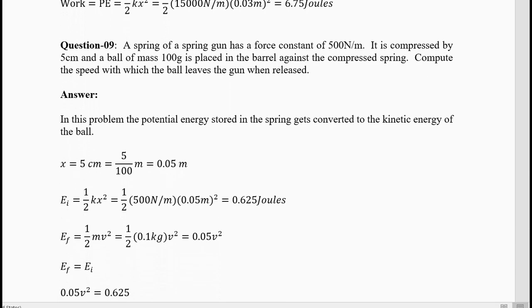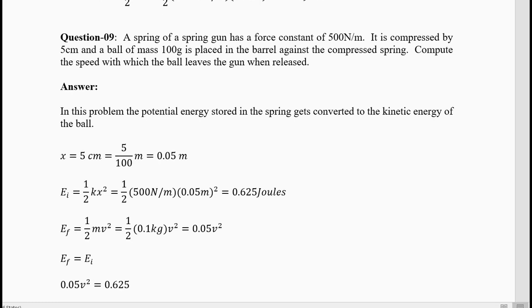Now we have a small gun question. A very simple gun has a spring mechanism. Basically, you convert the potential energy of the spring into the kinetic energy of the bullet, the ball which is launched from the gun. You can say bullet, or sometimes we can also say ball. A spring gun has a force constant of 500 newtons per meter. It is compressed by 5 centimeters and a ball of mass 100 gram is placed in the barrel against the compressed spring. Compute the speed with which the ball leaves the gun when released.